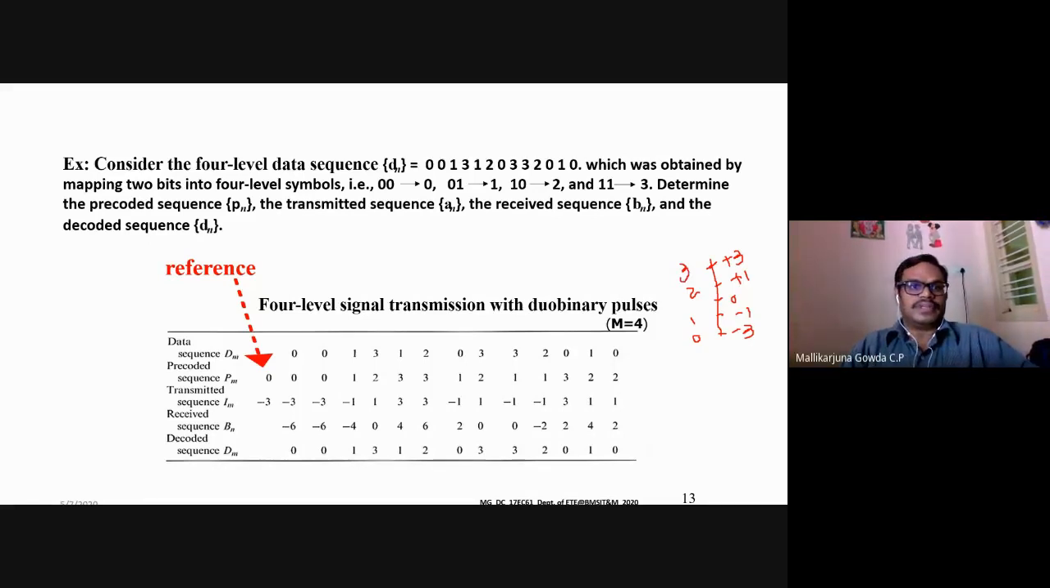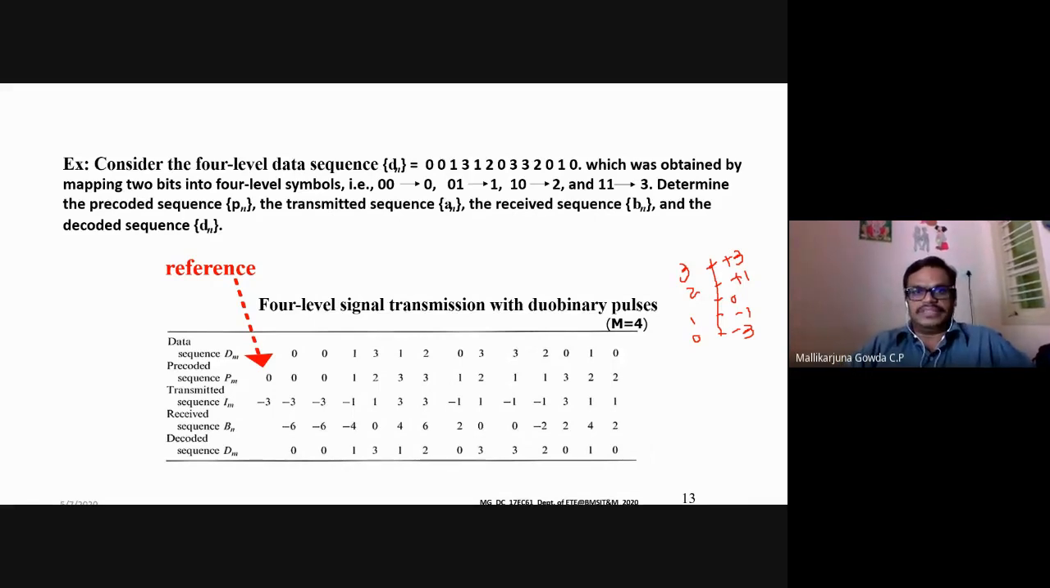So I am considering a 4-level data sequence. Please note this down. It is obtained by mapping 2 bits into 4-level symbols. That is, I write 00 as 0, 01 as 1, 10 as 2, and 11 as 3. So these are the different levels: 0, 1, 2, and 3. We need to determine the pre-coded sequence, transmitted sequence, received sequence, and the decoded sequence.